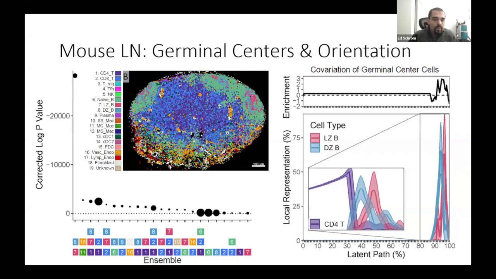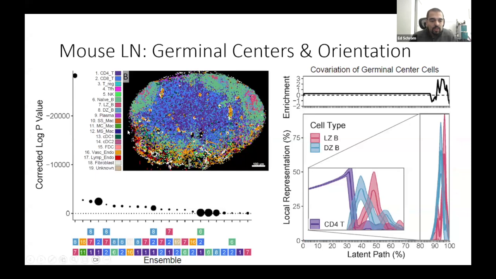For example, the most significant ensemble by far is comprised of the dark zone and the light zone B cells, which are tightly clustered in these germinal centers. Accordingly, the covariation plot shows that light zone and dark zone B cells occur in nearly the same place, occupying about 10% of the total image area. And this is enriched relative to null expectations.